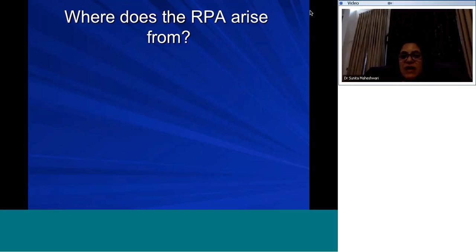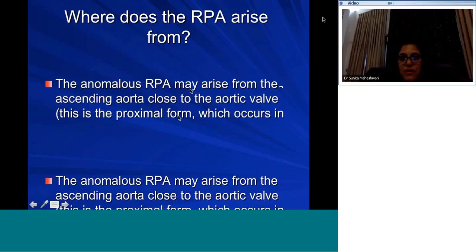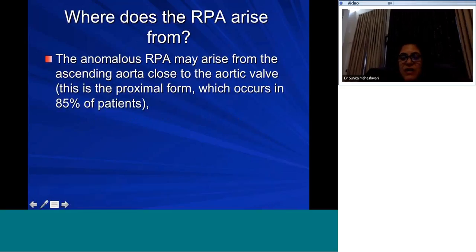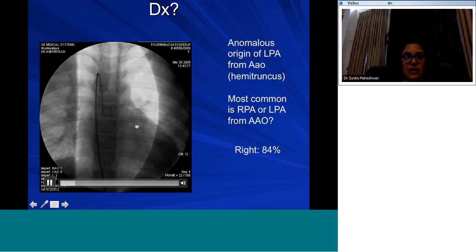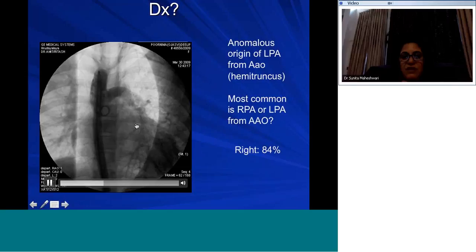Now, where does the RPA typically arise from? From which part of the ascending aorta does it arise? Anyone? Where does it typically arise from? So it can arise from the ascending aorta close to the aortic valve, right? So let's go back to that angio. If you look at this angio here, you see it's arising relatively close to the aortic valve.